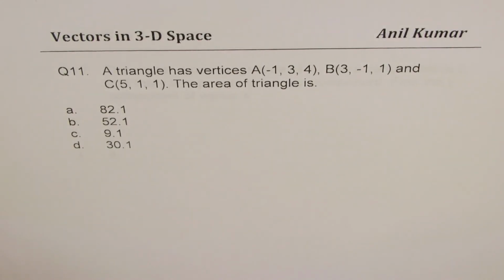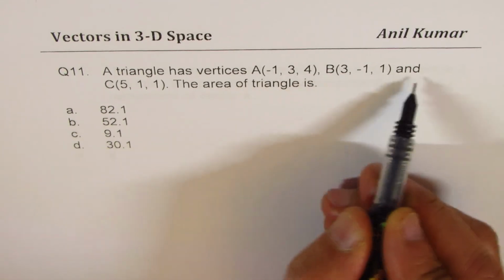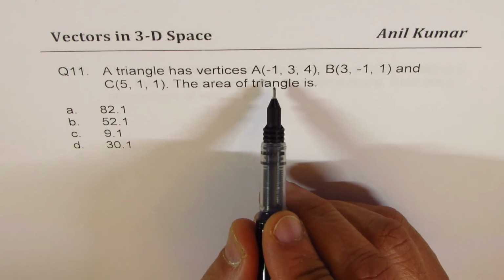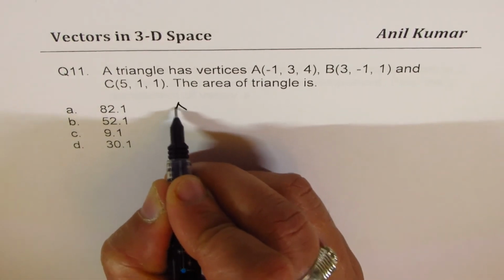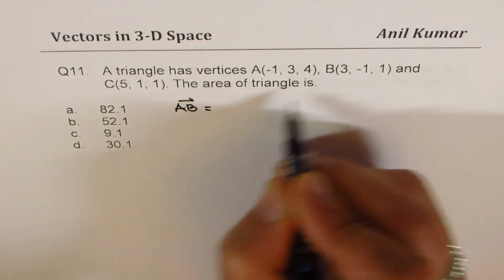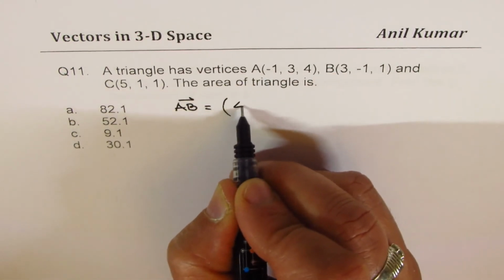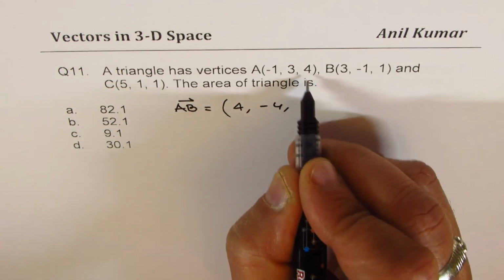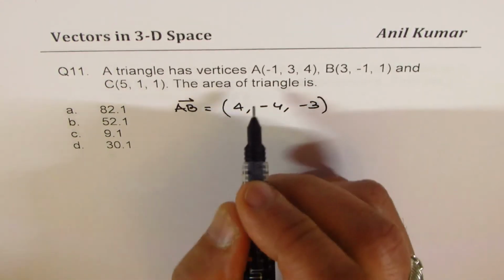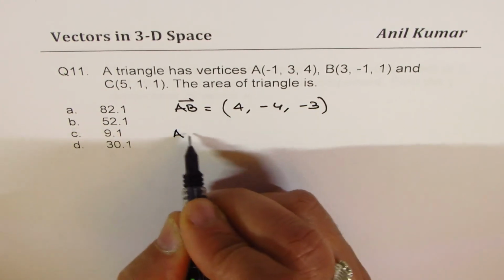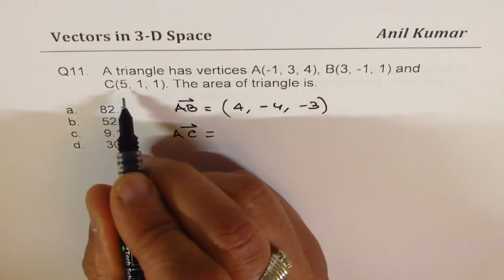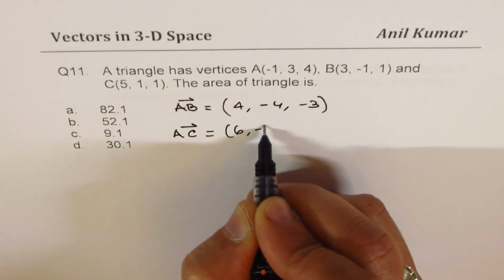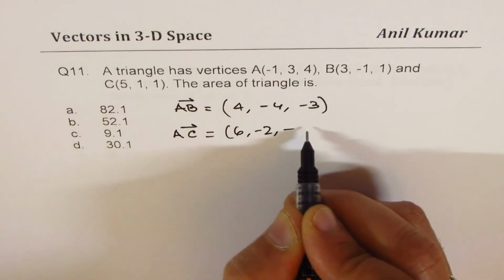Question number 11. A triangle has vertices A, B, and C. The area of the triangle is, since we have to find area, we'll do the cross product. So let's figure out what AB is first. AB is 3 minus, which is 4, minus 1 minus 3 is minus 4, 1 minus 4 is minus 3. So let's find AC. You can do any two sides. So AC, 5 minus 1 is 6, 1 minus 3 is minus 2, 1 minus 4 is minus 3.